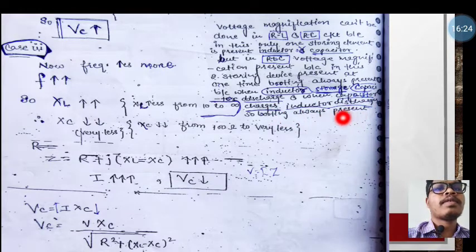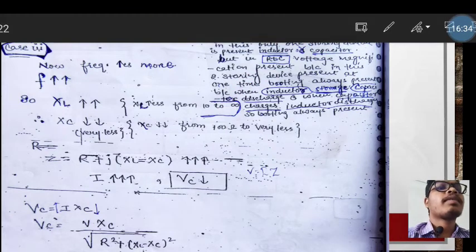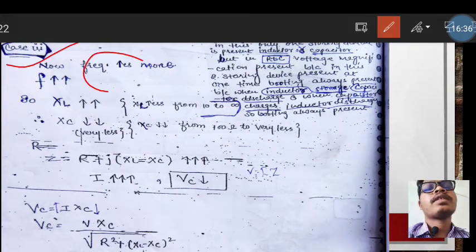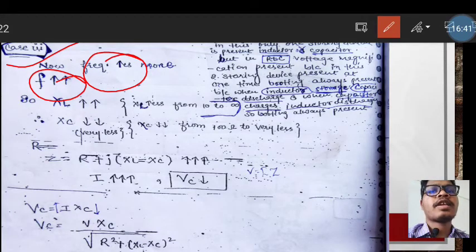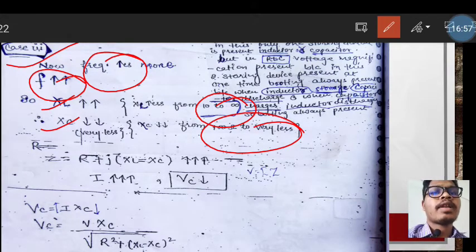So voltage is always present, that's why voltage magnification occurs only in the RLC circuit, not in RL and RC circuits. Okay, now take case number 3. In case number 3, the frequency is increased much more than the frequency in the previous case number 2. So if it is increased, then XL is also increased and XC will be decreased very much. XL will be increased from 10 to infinity and XC will be decreased from 100 to very less, that means 100 to 0 like.